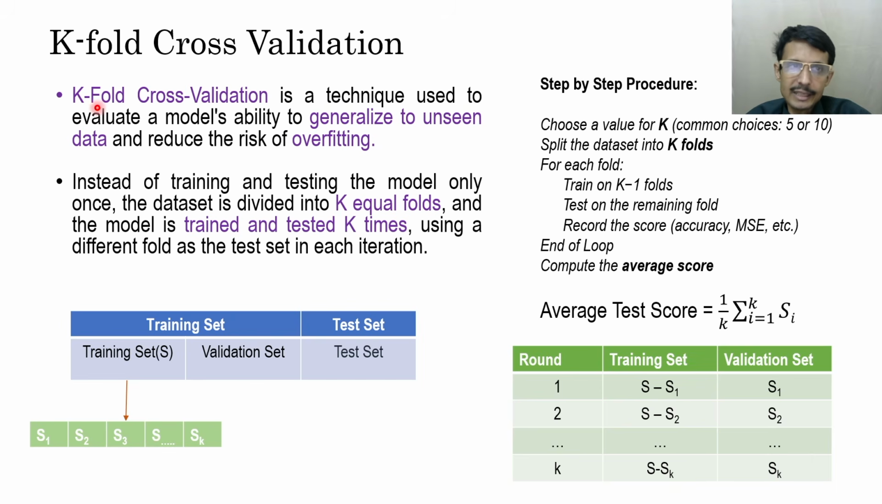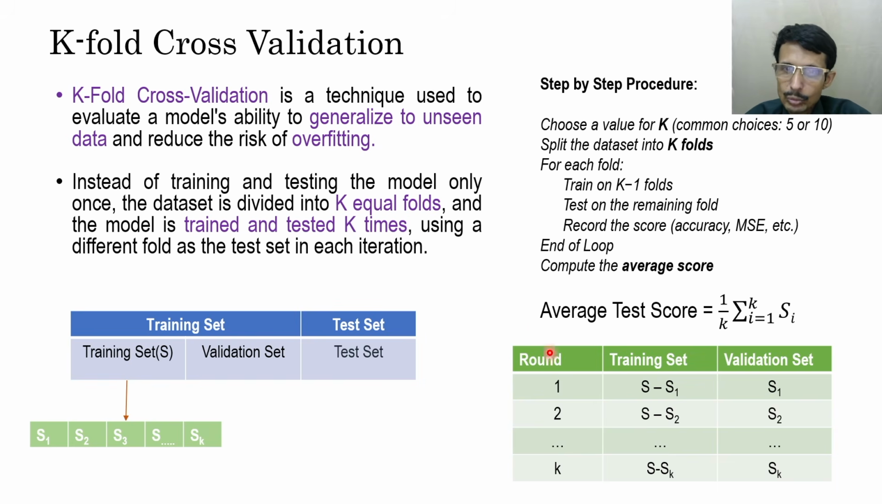Now we first define what k-fold cross validation is. It's a technique used to evaluate a model's ability to generalize to unseen data and reduce the risk of overfitting. So it's a kind of precautionary measure. Instead of training and testing the model only once, the dataset, meaning the training dataset, is divided into k equal folds, and the model is trained and tested k times, using a different fold as the test set in each iteration.